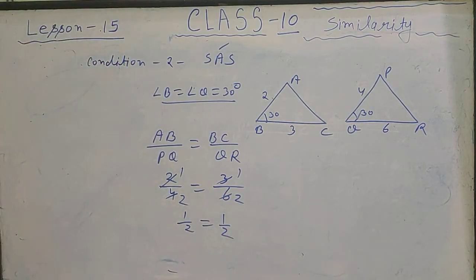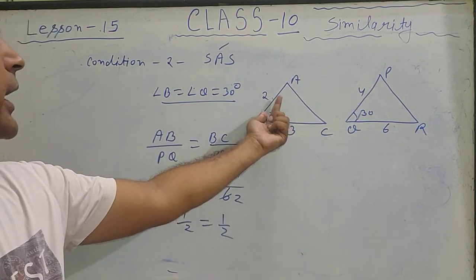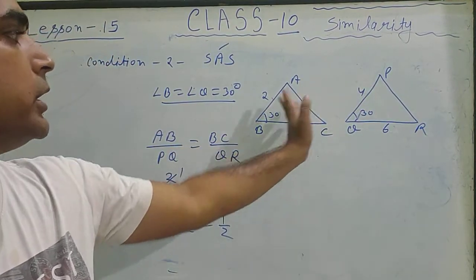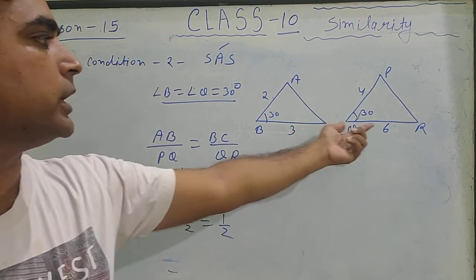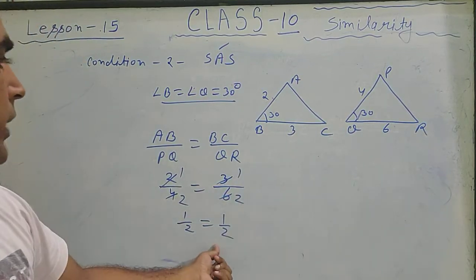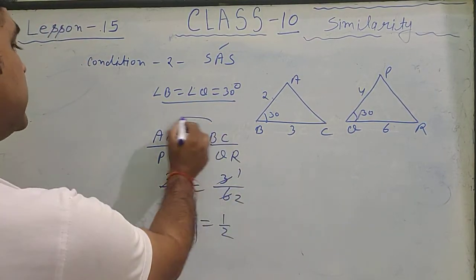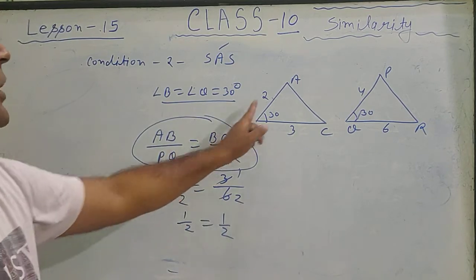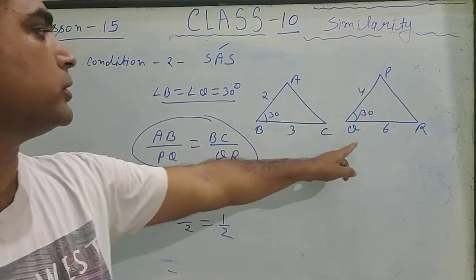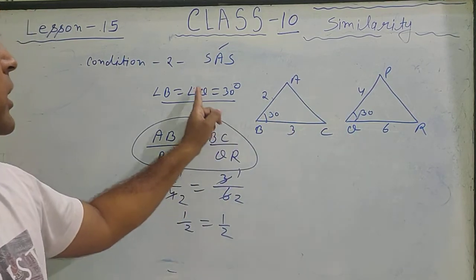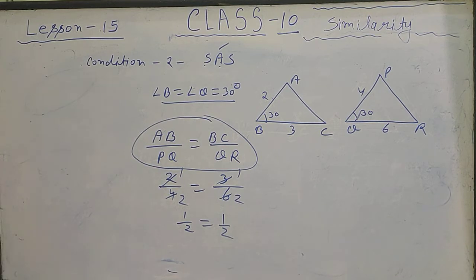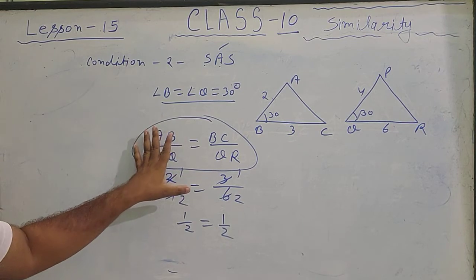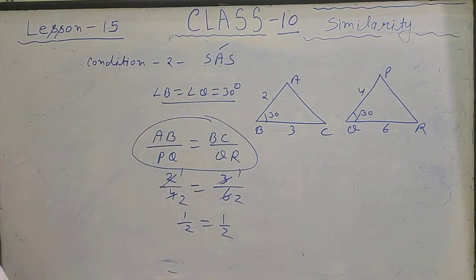That means the ratio of first side of triangle ABC to the first side of triangle PQR is 1 by 2, and the ratio of the second side BC to the second side QR is also 1 by 2. That's why the ratios are same. AB upon PQ, this side upon this side is equal to this side upon this side, and the included angle is also equal. So side, angle, side. This is the second condition to prove the similarity of the triangles. If this criteria is fulfilled, then we can say that both triangles are similar to each other.